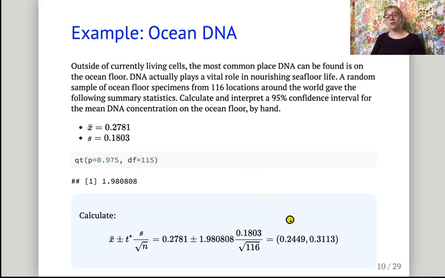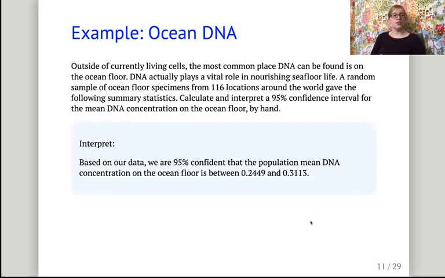So our confidence interval ranges from about 0.24 to about 0.31. Interpreting this confidence interval based on our data, we're now about 95% confident that the population mean DNA concentration on the ocean floor is somewhere between 0.2449 and 0.3113.